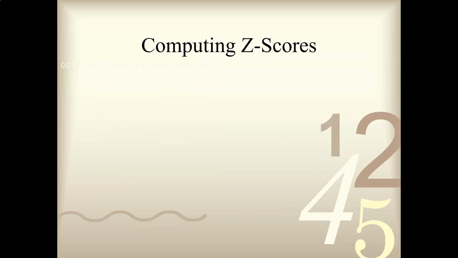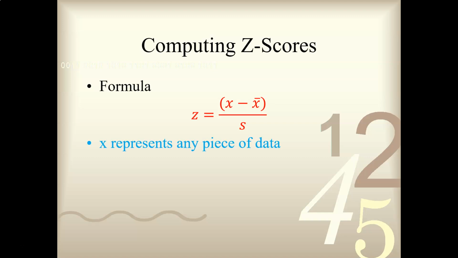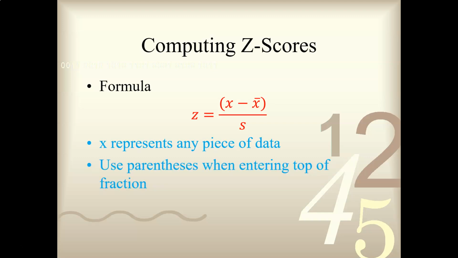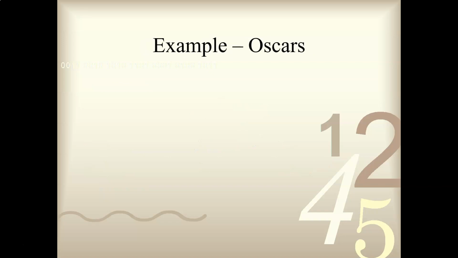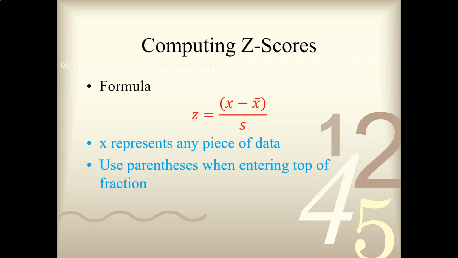So to compute a z-score, it's really easy. You take your piece of data, you subtract the mean of your sample. When you enter this in the calculator, make sure that you put parentheses around that part of it, and then you divide by the sample standard deviation.